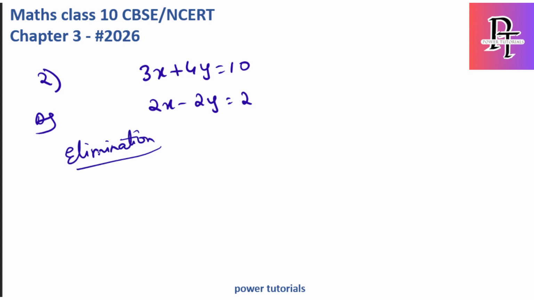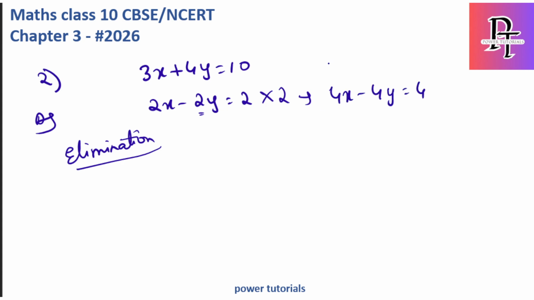So what is elimination? We need to eliminate any one variable. Okay, so what I will do here: 3 here, 2 there, 4y, 2y. So I will simply multiply the second equation by 2. Why am I multiplying by 2? Because this 2 I can convert into 4 by simply multiplying by 2. So now the second equation becomes 4x minus 4y is equal to 4.